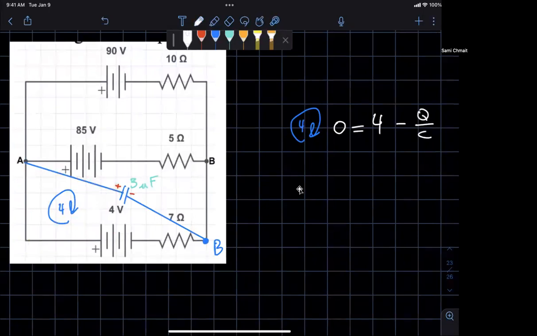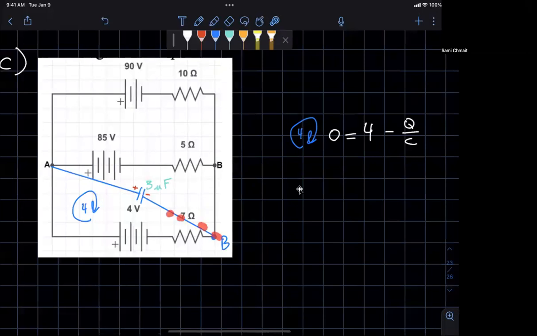What does Q over C equal? V. Remember that everything here is delta V equals 0. So Q over C is our voltage for this capacitor. Our guess was plus terminal here, minus terminal here. We hit the plus terminal first, so minus Q over C. Had we done the opposite, it would have been the plus. We keep moving along here. We now hit this 7 ohm resistor.